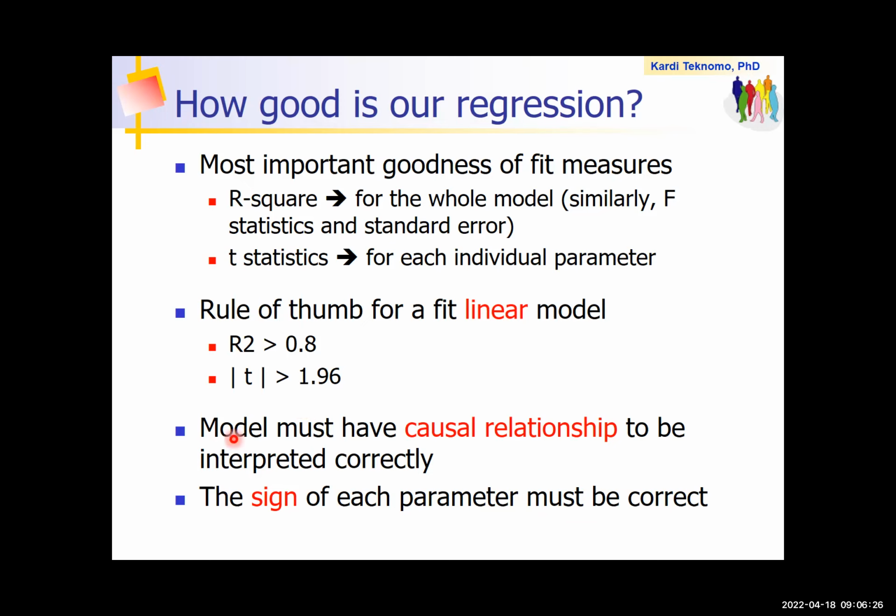And of course, you need to verify that there is some causal relationship, yeah, between the dependent variable and the independent variables. And then the sign for each parameter must be correct. Okay, so these are the criteria that we have a good regression model.